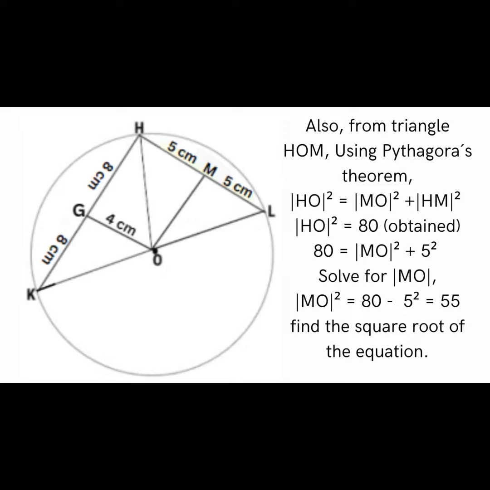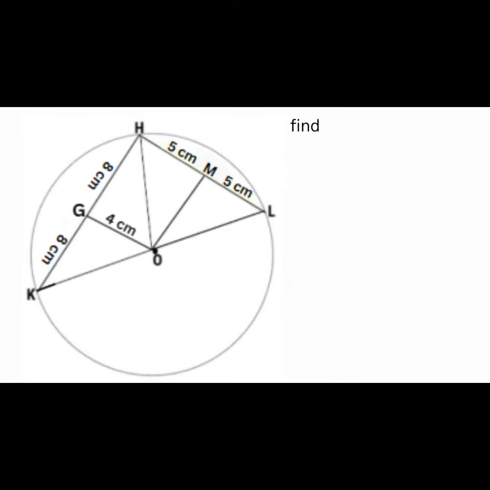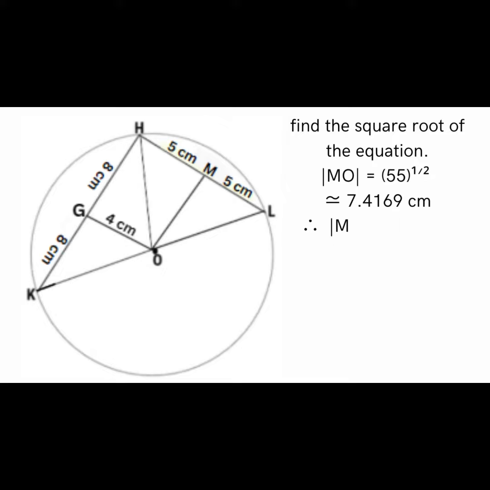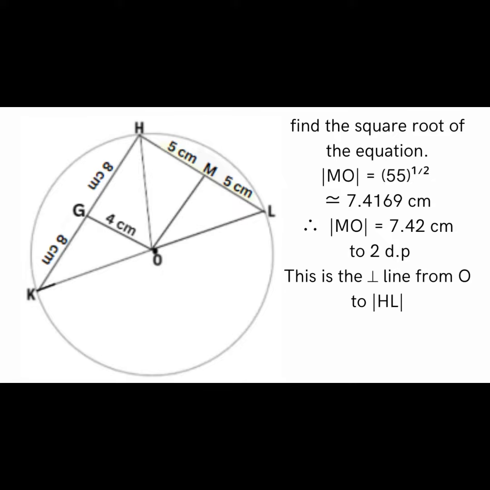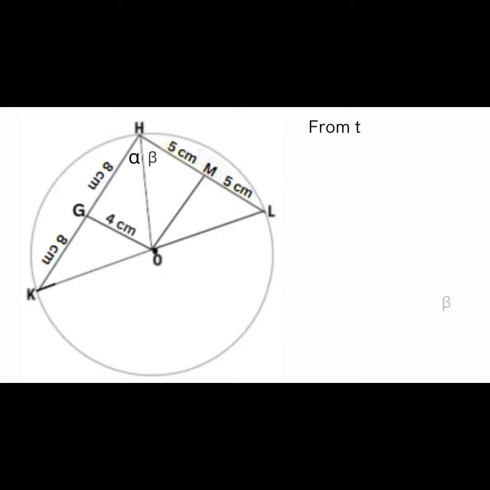Find the square root of the equation. We have that MO equals square root of 55, which is approximately 7.4169 centimeters. Therefore MO equals 7.42 centimeters to 2 decimal places. This is the perpendicular line from O to HL.